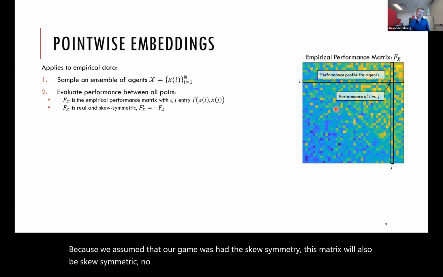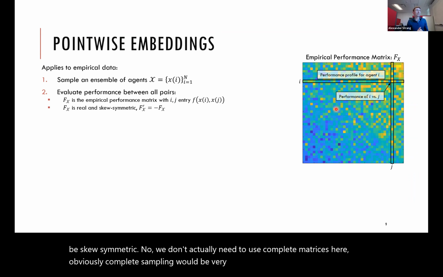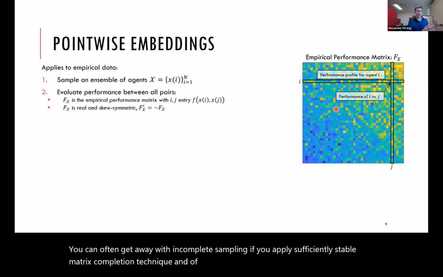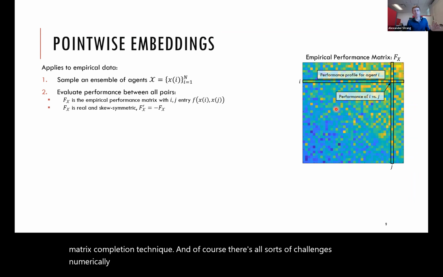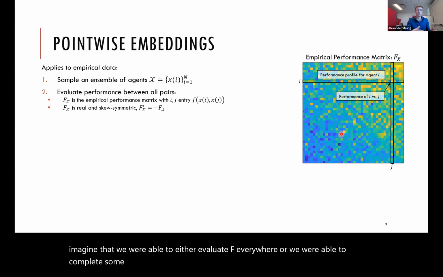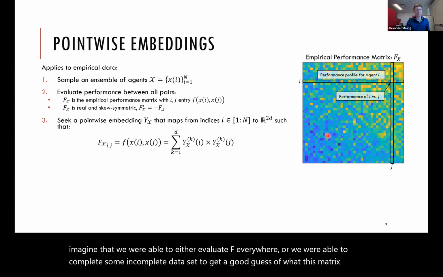Note, we don't actually need to use complete matrices here. Obviously, complete sampling would be very expensive. In practice, you can often get away with incomplete sampling if you apply a sufficiently stable matrix completion technique. And of course, there are all sorts of challenges numerically and statistically with ensuring that that matrix completion is robust to your choice of samples and to errors in the evaluated points. But for now, let's just imagine that we were able to either evaluate f everywhere, or complete some incomplete data set to get a good guess of what this matrix would look like.